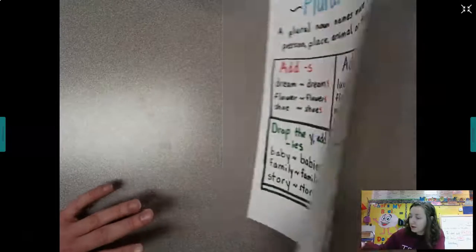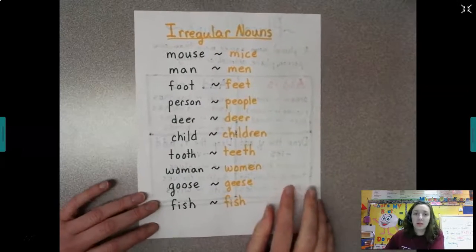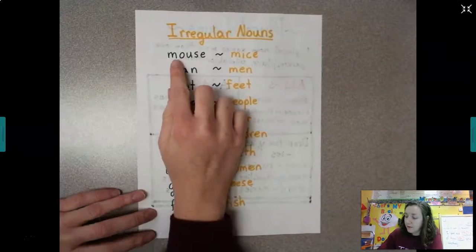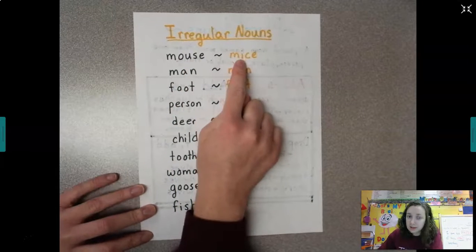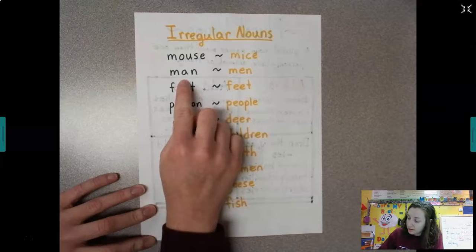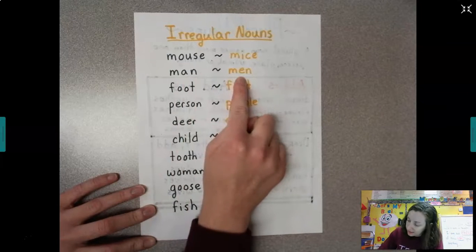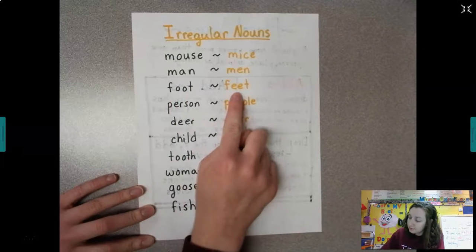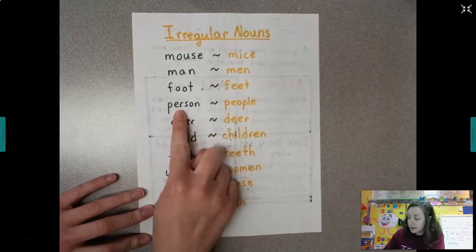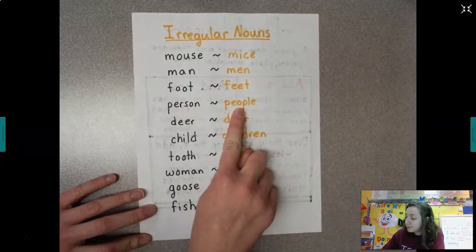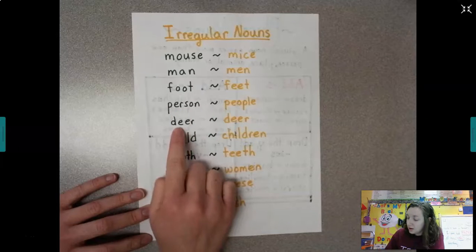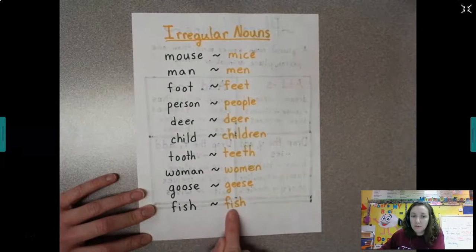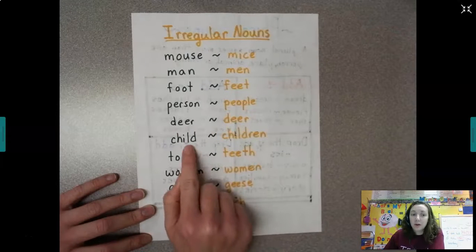Okay? Now there are some exceptions to this rule, so we have some irregular nouns, and these ones you're just going to have to memorize and know. For example, you have mouse turns to mice. Man turns to men. Foot becomes feet. Person becomes people. Deer stays the same as deer. Okay, you also have fish that does that, so fish and fish, they stay the same. Child becomes children.